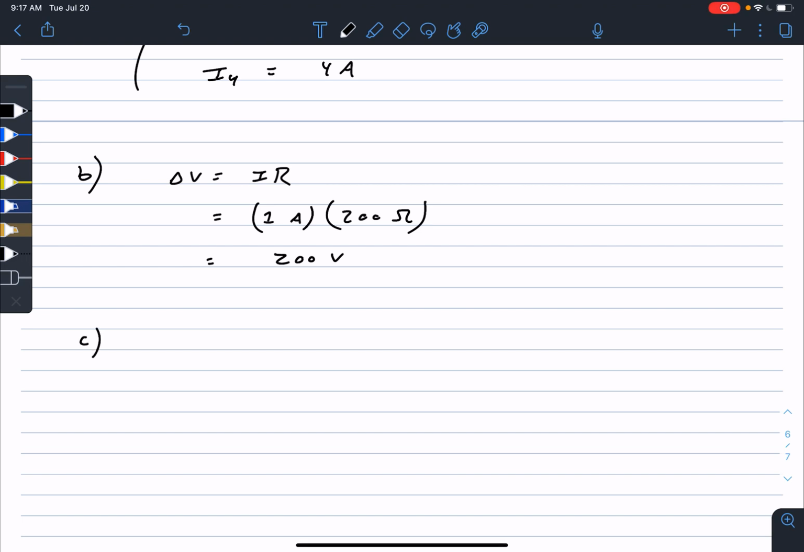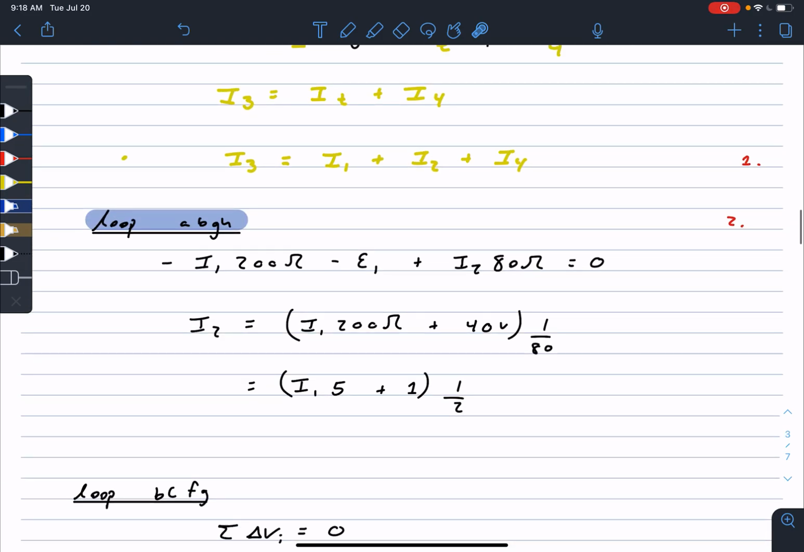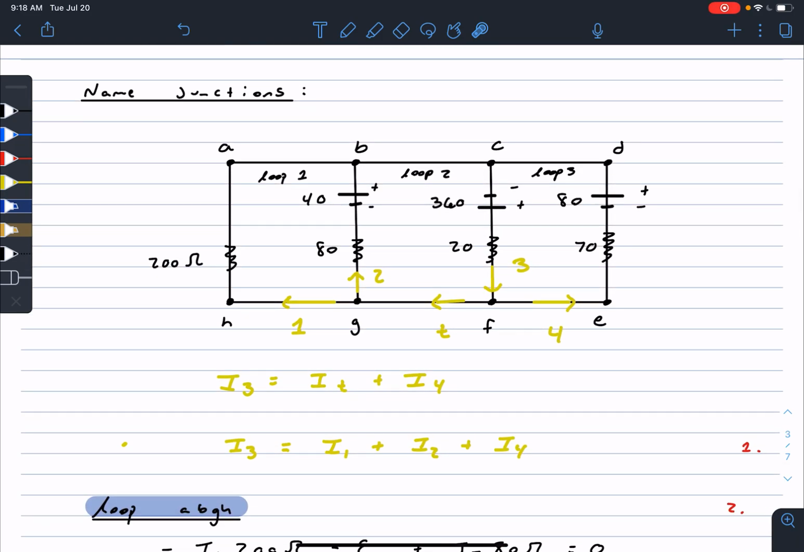C, we're asked to find the power. Power is I squared times R. It's also equal to V times I. Right? And so using that, for each battery, let's just figure this out real quick. We had, for the 40 volt battery, current 2 running on that section. For the 360, we had current 3, and for the 80 volt, we had current 4, right?